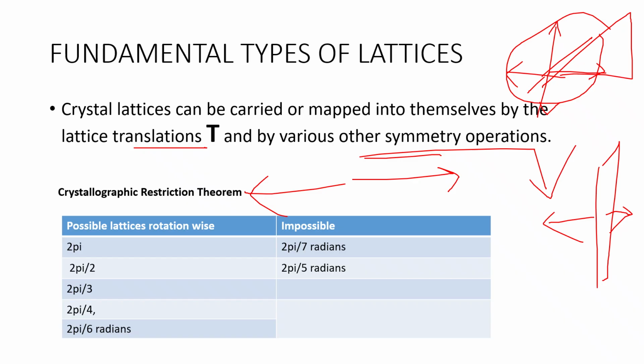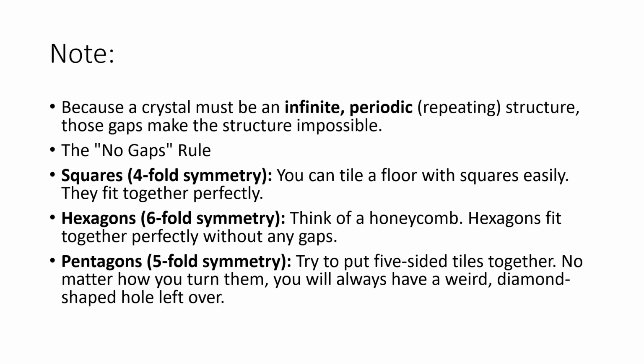Now, this is an important theorem, the crystallographic restriction theorem. You can look it up on Google just to wrap your brain around it. I'm going to say this in a very simple way. Here, it's just a no gaps rule. That means if you take any kind of structure, like a square, and you repeat it over the entire crystal structure, there should be no gaps. I'm drawing squares here. Are you seeing any gaps in between these squares? No, you're not. And nature wants this arrangement.